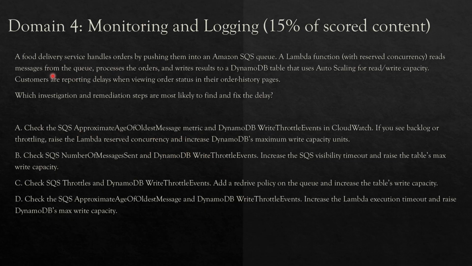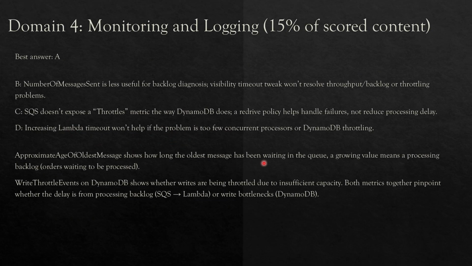Because if you see, there is a queue which processes the order, right? And the customer is reporting delays. It means there is something to be done with the ApproximateAgeOfOldestMessage metric. It shows you how long the oldest message has been waiting in the queue. A growing value means a processing backlog, orders waiting to be processed.